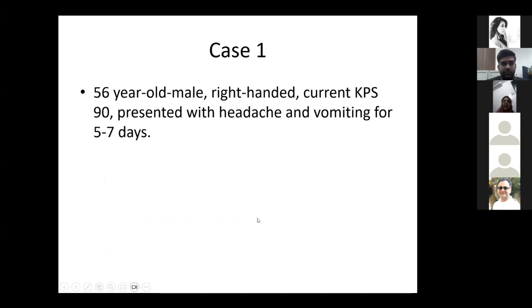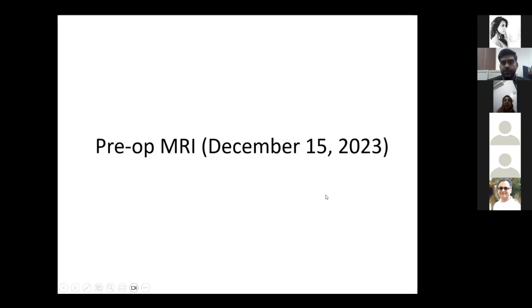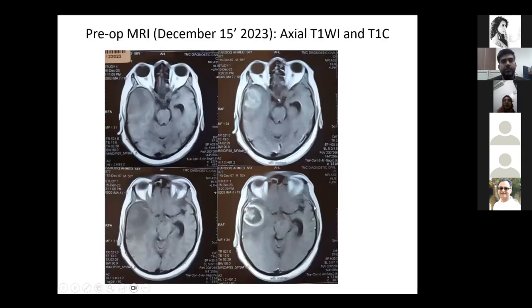Right. So the first case we are going to present is of a 56-year-old gentleman who is right-handed with current KPS of 90. He presented to us at AQH with history of headache and vomiting for the last 1 week. We got an MRI brain done, which shows a right temporal lesion.